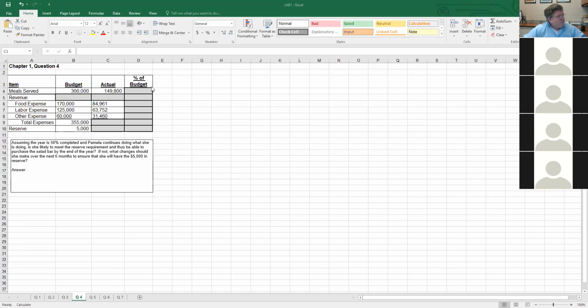So right here, this is percent of budget, right? So how do I get percent of budget? By dividing the actual divided by budget. You're exactly right. So that means this one is 49.9%. Okay, let me see. Okay. And then my revenue, let's see.